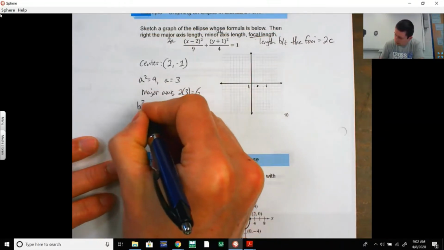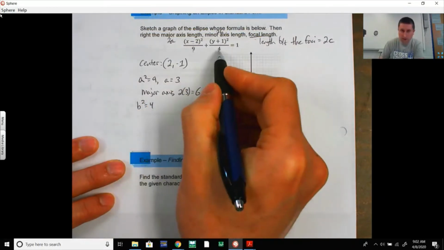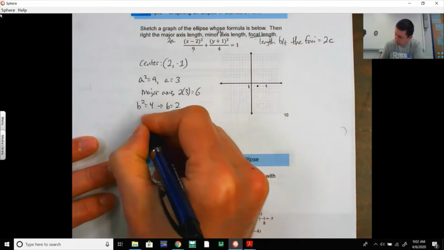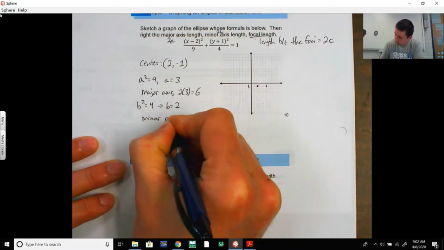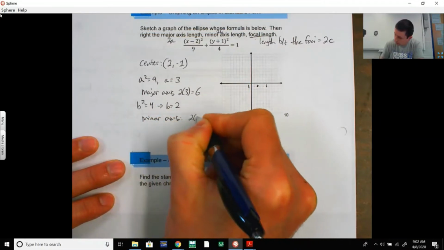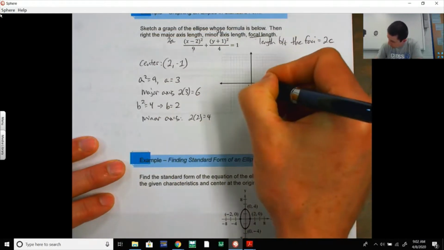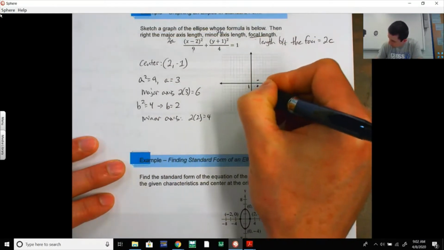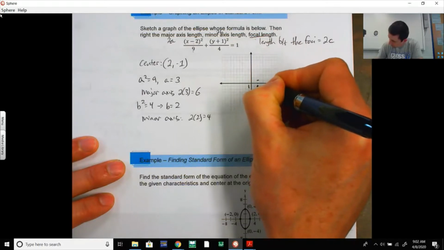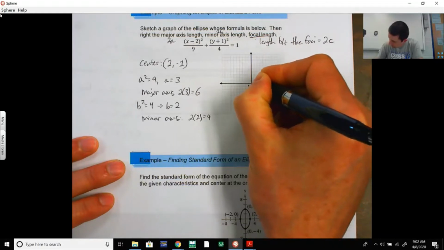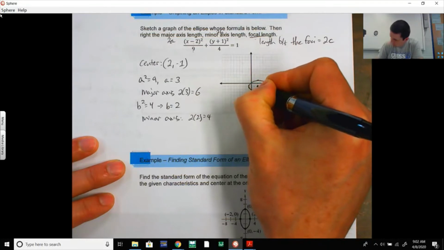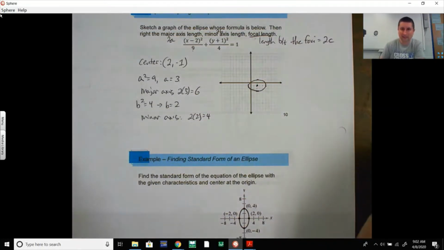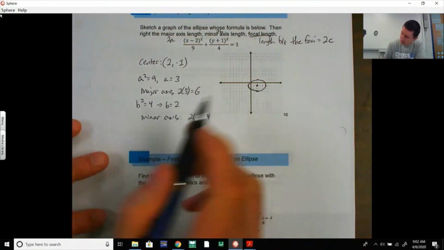b squared is going to be 4 because b is the smaller denominator. That means b equals 2, so my minor axis is 2 times 2, which is 4. From here I'm going up 2 right there and down 2 right there. So this is your ellipse. We don't find any more points other than this. We do our best to draw an ellipse and not a diamond. You've drawn your first ellipse. Congratulations. Don't you feel accomplished?